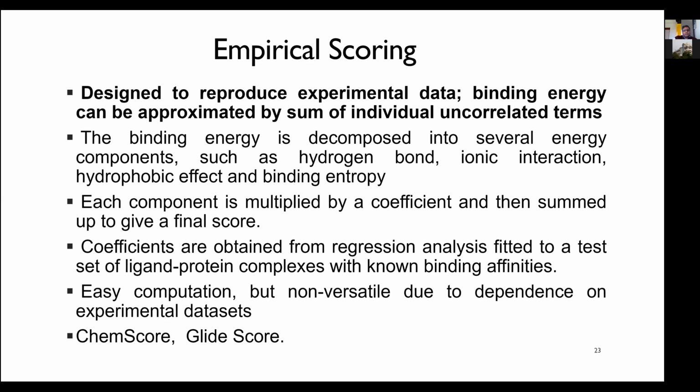Okay. Now, this is quite easy to compute, and it has been shown to work reasonably well, and it can be used in several docking algorithms, for example ChemScore and GlideScore. But one of the limitations is that it is not versatile, because the coefficients are dependent on the experimental data set. So if there is no experimental data set available for a specific interaction, then the score will not be that accurate.